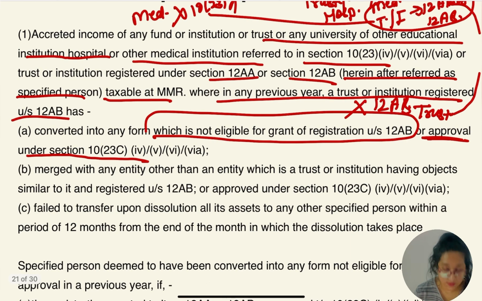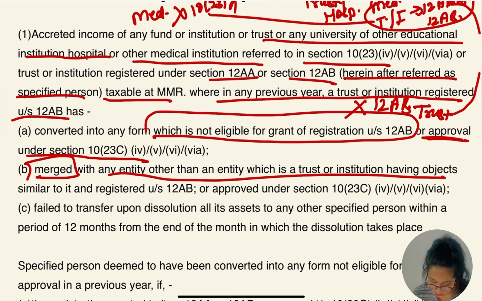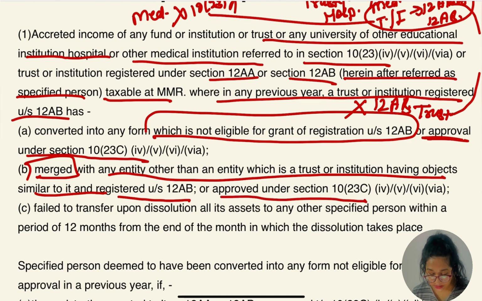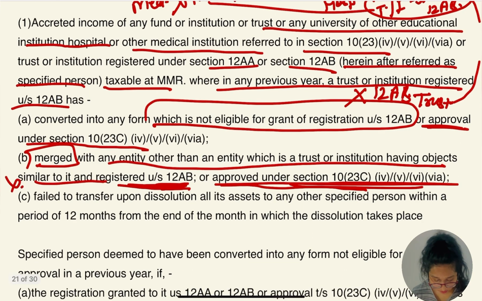Okay, the second point is going to be merger. First of all, as I told you, merged or converted, same point. So merged with any entity other than an entity which is a trust having objectives similar to it and registered under section 12AB or approved under 10(23C). So this point is saying that they have merged with any other entity having objects similar to it, and which is registered under 12AB and approved under this section. These are also saying the same thing, but they are not going to be registered on this part.